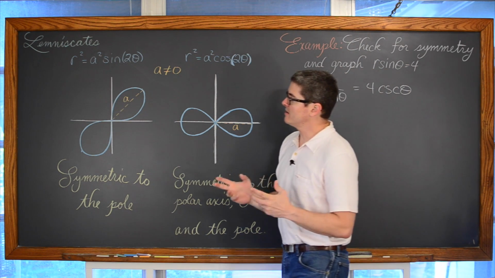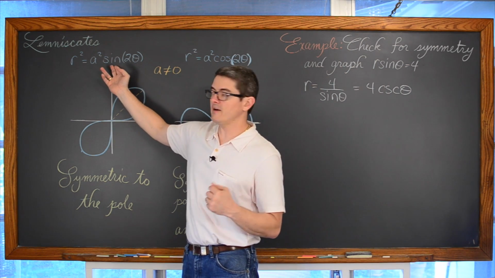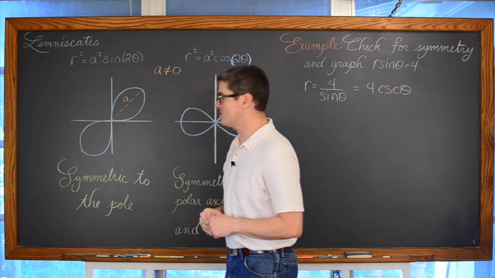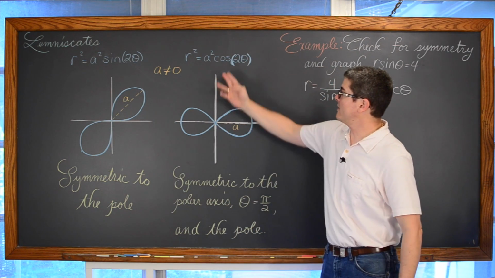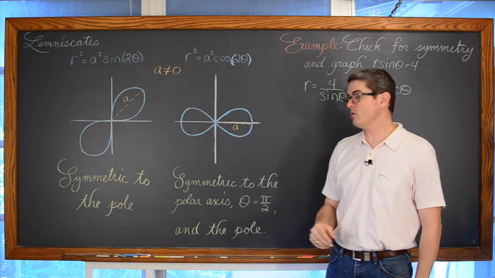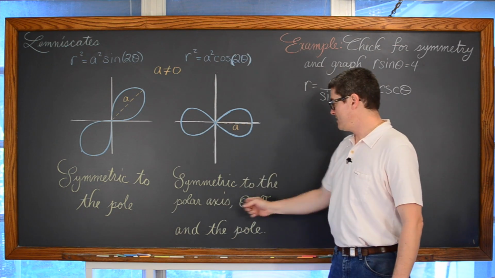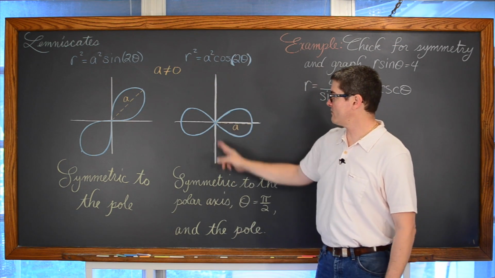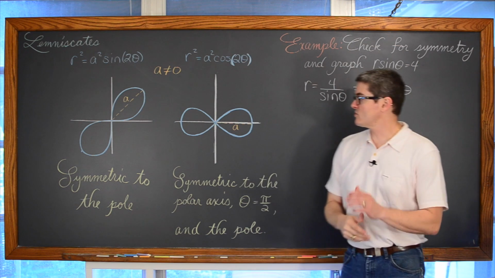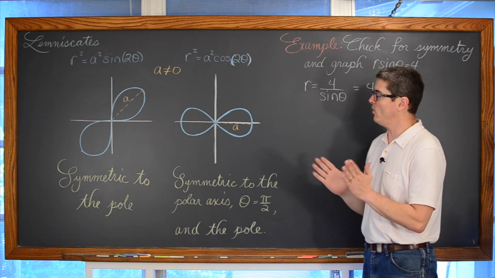And these lemniscates that have sine values in them, they're only going to have symmetry to the pole. Whereas if you have cosine, they're going to be symmetric to the polar axis, that horizontal axis, the line theta is equal to pi over 2, again that vertical one, and finally symmetry to the pole.